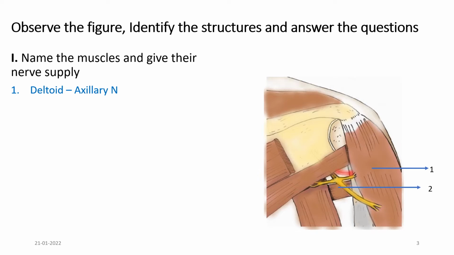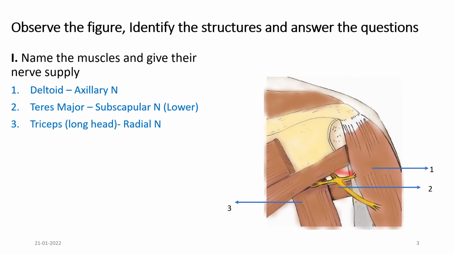Then the second one, what was the muscle? It is the teres major muscle and supplied by lower subscapular nerve. The third one is the long head of the triceps muscle supplied by radial nerve. Then coming to the fourth one, it is the teres minor muscle, again supplied by axillary nerve. And all of you know that axillary nerve supplies two muscles, that is the deltoid and teres minor.